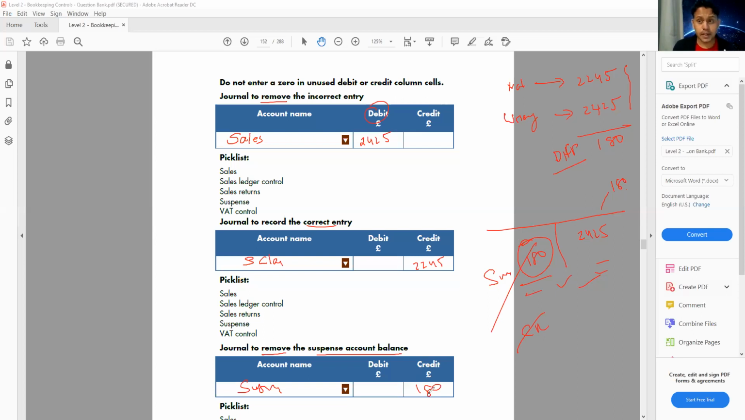Is there any question from here? If you're confused, let me know. I can explain again because this question will definitely be in the exam. Okay, so let's move on to the next page.